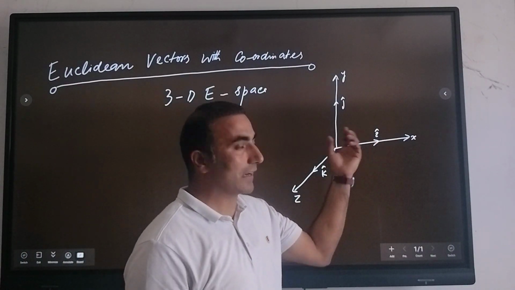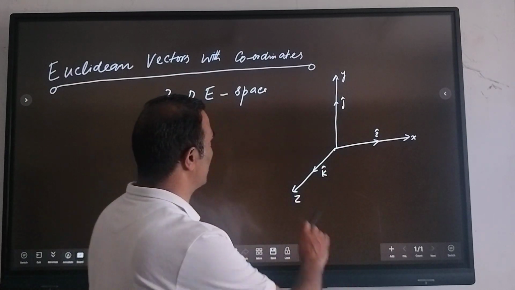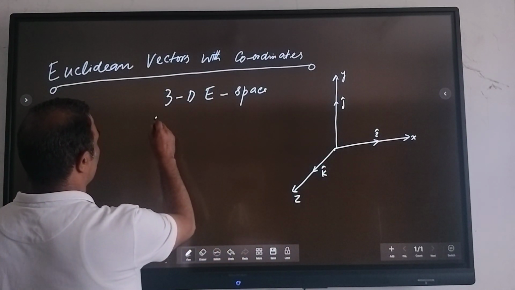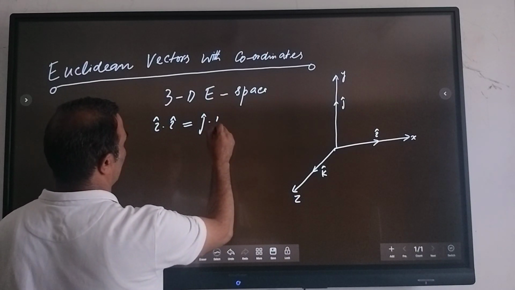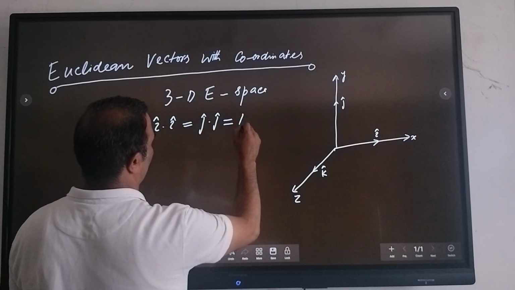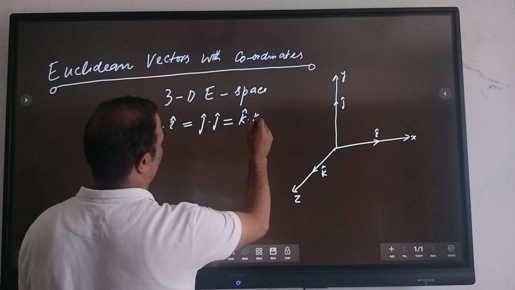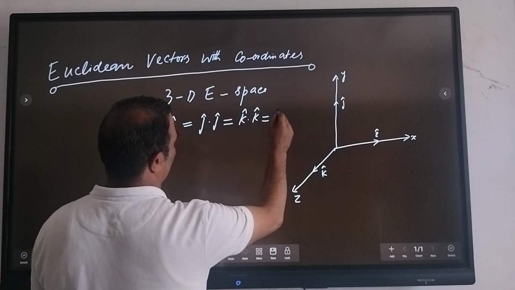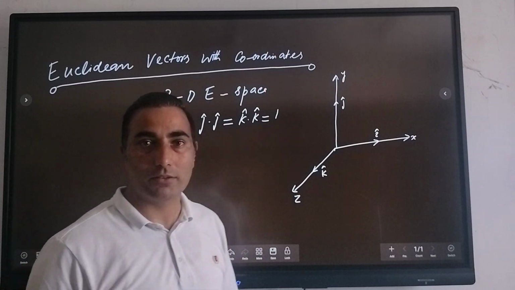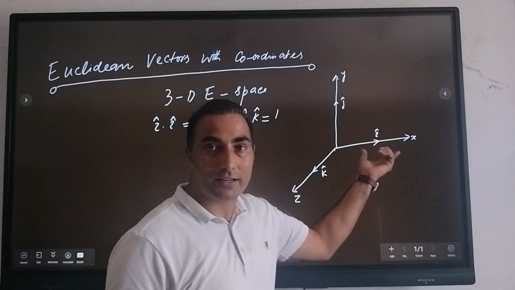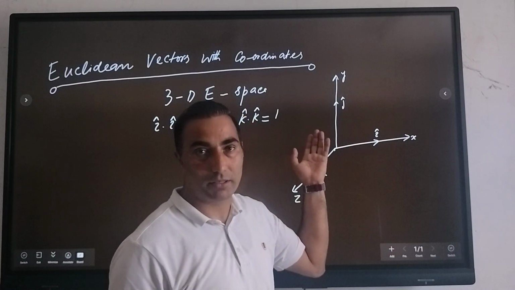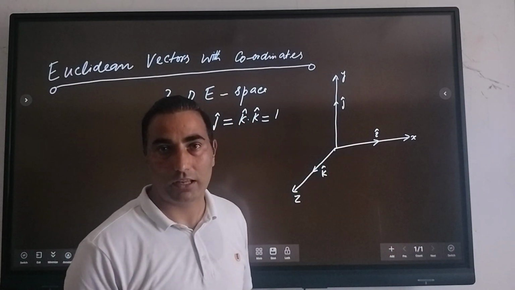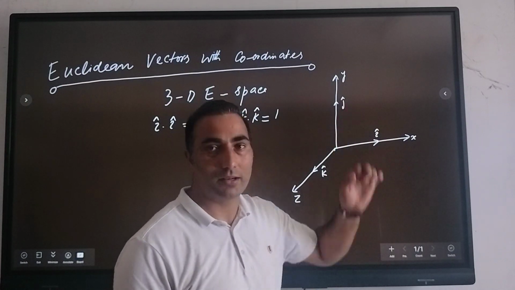So these unit vectors have some properties. That is i dot i equals 1. That means, because these are at right angles to each other, right? So these are normal to each other, right? Because a dot b will be the maximum value when the angle between them is 90.